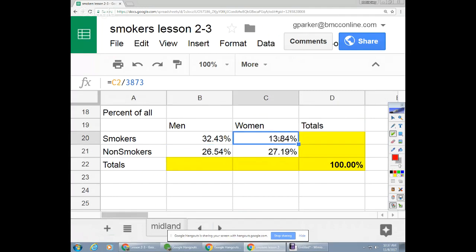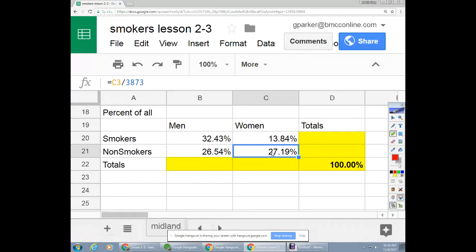About 13% of the school are females who smoke, and about 27% of the school are non-smoking females. So that's a breakdown by total student body. There are all different kinds of questions you can answer based on breaking things down in two different ways. And here we're breaking things down by gender and smoking or not smoking.